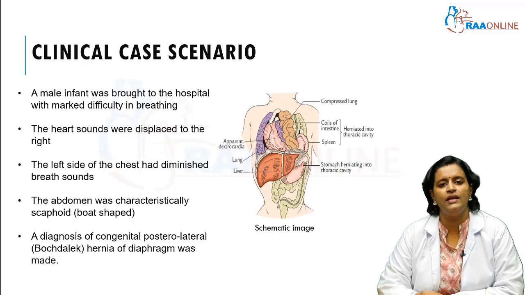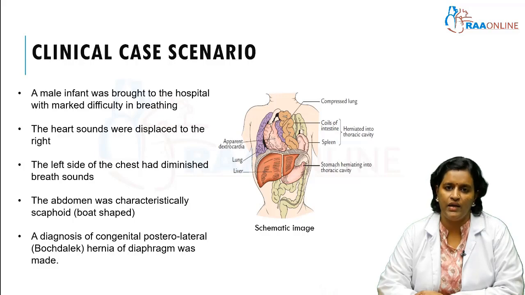Let's start with a clinical case scenario. A male infant was brought to the hospital with marked difficulty in breathing. The heart sounds were displaced to the right side. The left side of the chest had diminished breath sounds. The abdomen was characteristically scaphoid or boat-shaped. A diagnosis of congenital posterolateral hernia of diaphragm, also known as the Bochdalek hernia, was made.